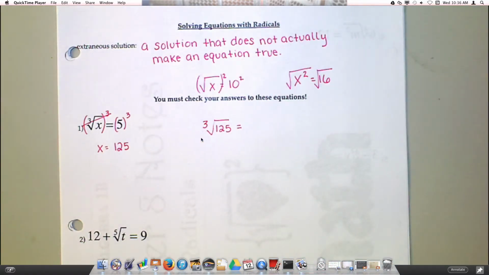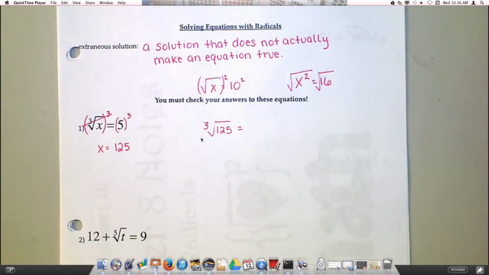Do you know how to type cube roots in your calculator? Yes. Okay. In case you don't remember, you're going to type the 3. And then you want to use the x root symbol.